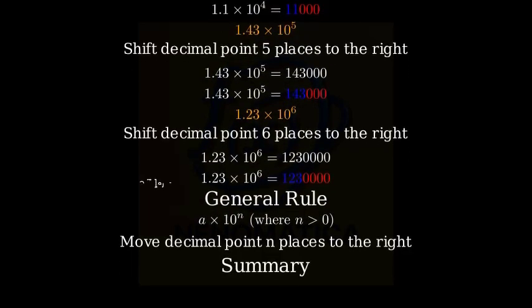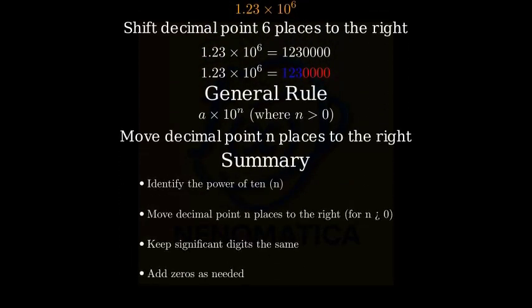To summarize, when converting a number from scientific notation to decimal form, first, identify the power of 10, which tells you how many places to move the decimal point. For positive powers, move the decimal point to the right. The significant digits remain the same, and we add zeros as needed. This is how we get the decimal representation of exponential numbers.